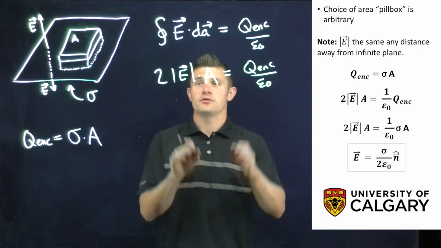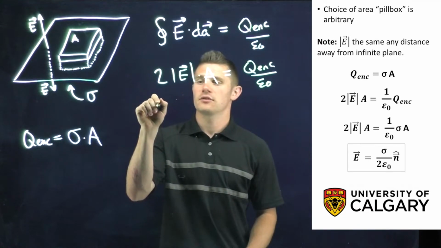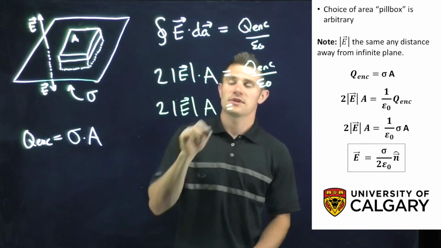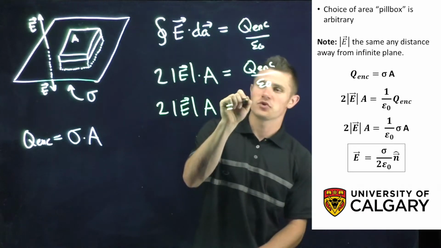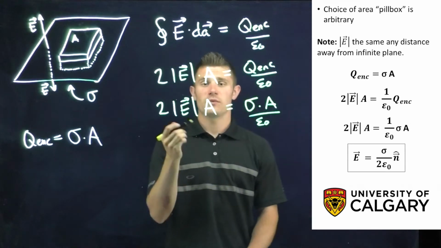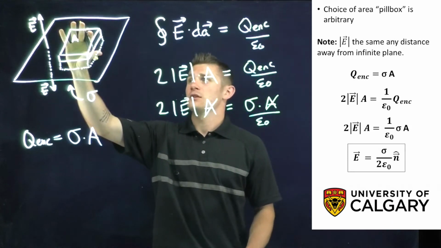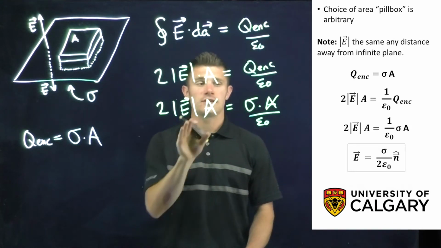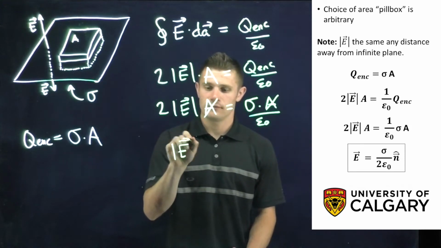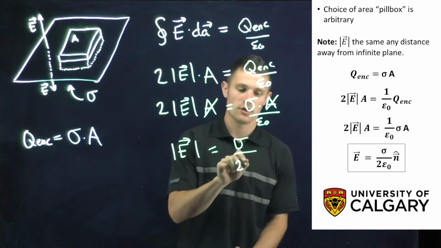So now that we have these two equations, let's plug Q enclosed into the right-hand side and work through to find the electric field. So we say that 2 times the magnitude of the electric field times the area A is equal to the enclosed charge, which we'll say is sigma times A over epsilon naught. So once again, we notice that the A's will cancel, and this goes to show that it doesn't matter which area for the Gaussian pillbox we choose; in the end, it's going to cancel from both sides. And we can solve for the magnitude of E, saying that it's sigma, the charge distribution, over 2 epsilon naught.